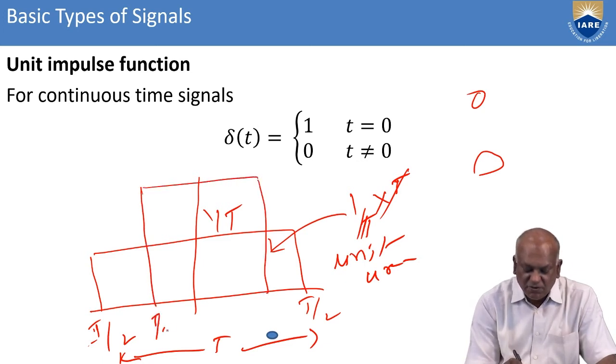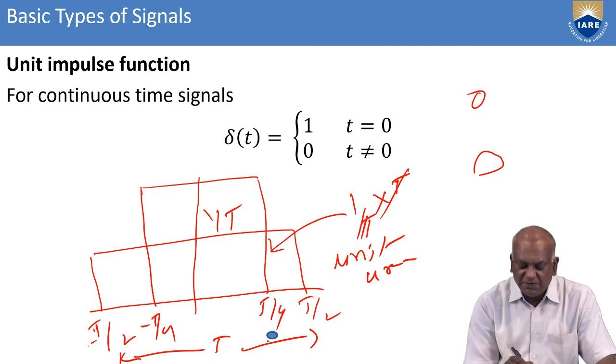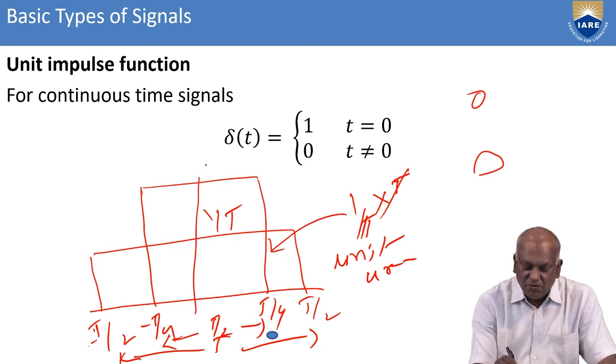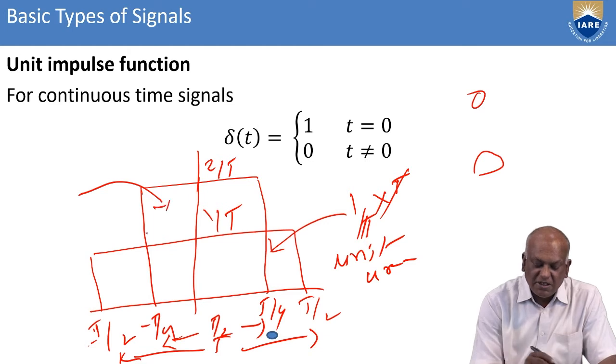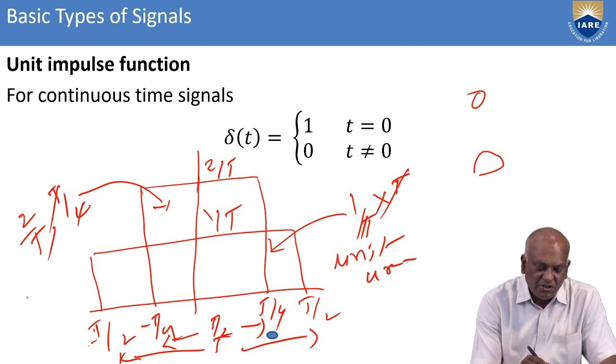For this, from minus T by 4 to plus T by 4, the width is equal to T by 2 and the height is equal to 2 by T. Again, we get the area under this pulse. The pulse is given by 2 by T and T by 2. You get the unit area; this is also unit area.